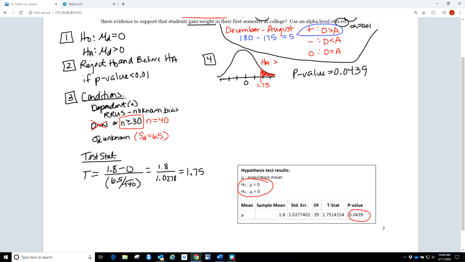So now going back to step 2, is that less than 0.01? Well, it is not. So we will not reject the null. So we will not believe the alternative.